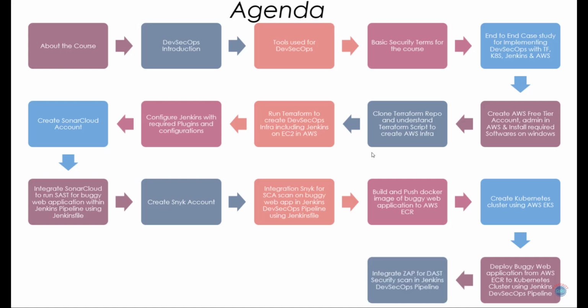After the web application is deployed, we can integrate ZAP, which is used for running dynamic application security scan on web applications within our Jenkins DevSecOps pipeline. Once we have done that, we will run the DAST scan on buggy web application which we have deployed on Kubernetes cluster and we will view our results of the pipeline. So at this stage, we would have integrated SAST using Sonar Cloud, SCA using Snyk and DAST using ZAP within our DevSecOps pipeline. We would have also built and deployed our Docker image on Kubernetes cluster. So this will be really hands-on.